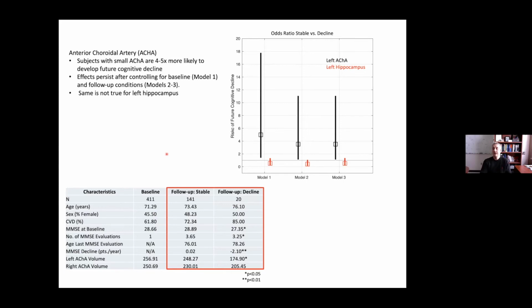When we did the same analysis with the hippocampus, on the other hand, we found that it did not have that kind of predictive power. Now, to be fair, here it's the whole volume of the hippocampus, whereas the left ACHA only perfuses the anterior portion. But again, it gives this insight that the size of a blood vessel is most likely a biomarker for something that is going wrong.